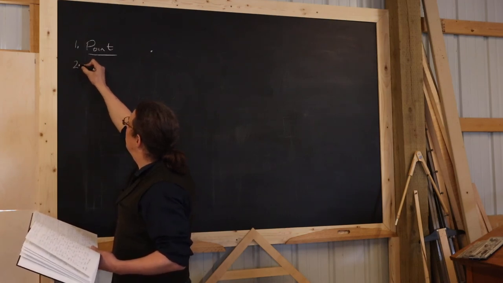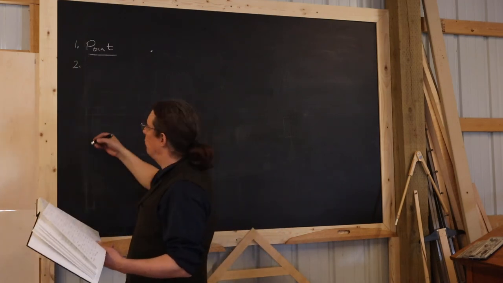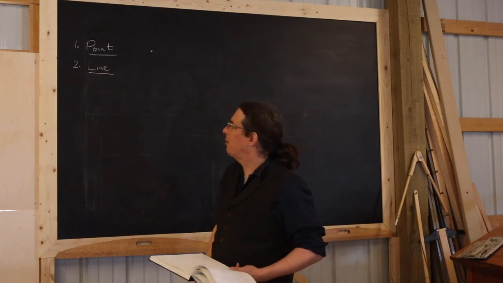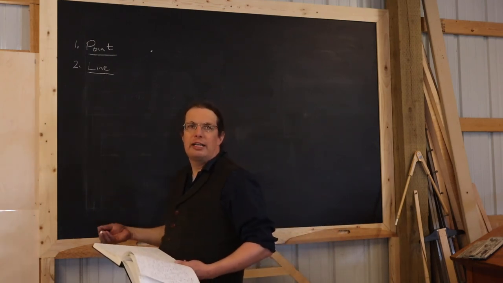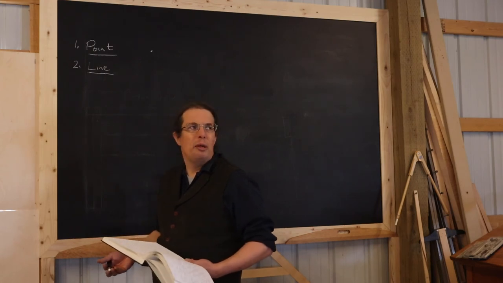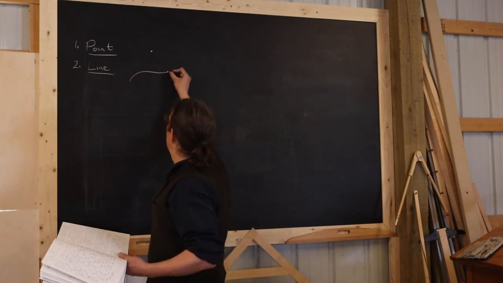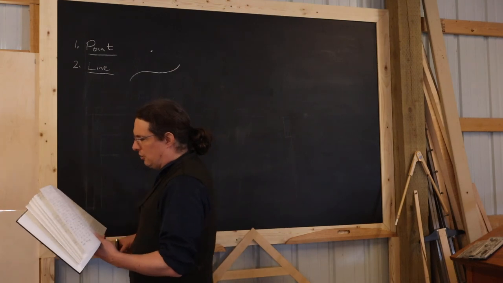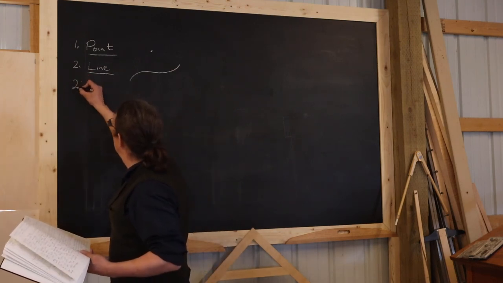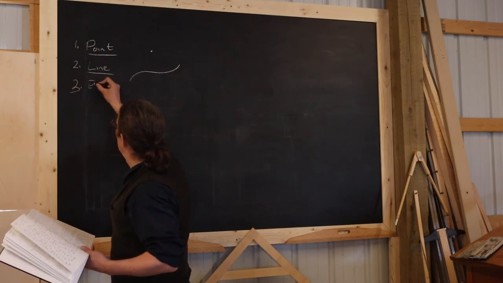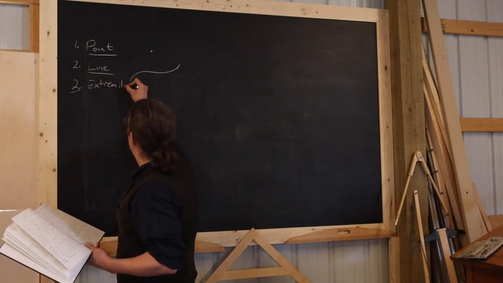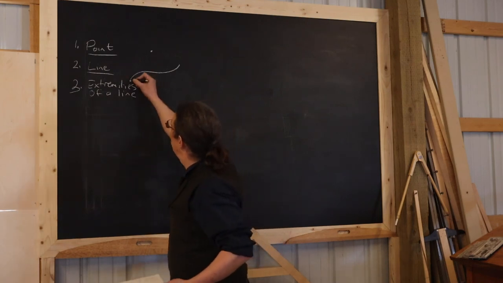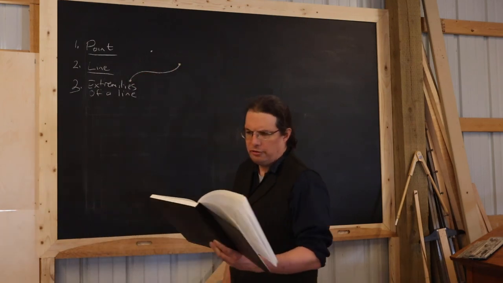The next three definitions have to do with lines and curves, and the first definition is a line. Now Euclid says this is a breadthless length. As far as Euclid was concerned, lines could be curved. So lines are what we more modernly think of as curves. They could be straight, they might not be. The extremities of a line are points. And these are the points at the end of a line or curve.